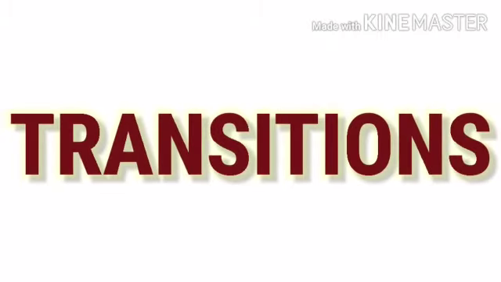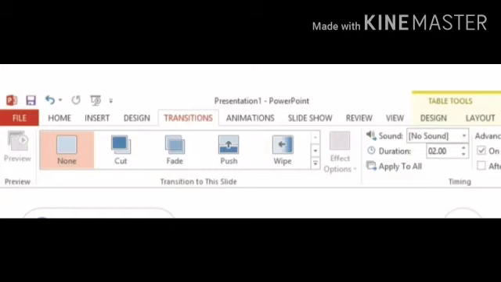Next point, Transitions. It consists of Preview, Transition to This Slide, and Timing groups. Transitions are effects added to the slides when you move from one slide to the next during the presentation. You can control the speed, add sound, and customize the properties of the transition effects.